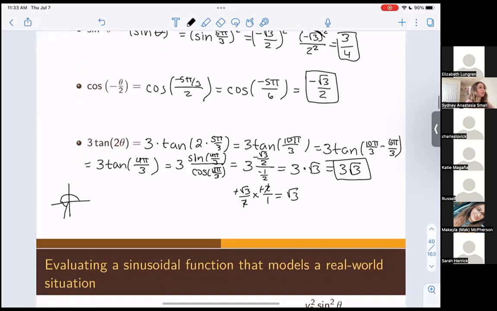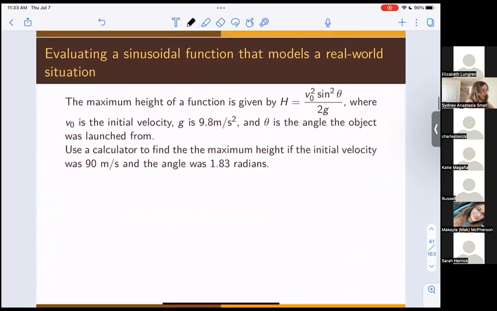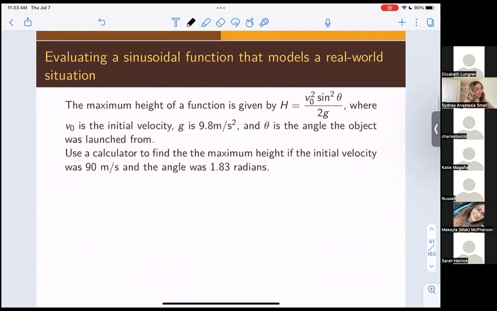Okay, if there's no questions, let's do a very quick example. This one looks scary at first. I promise it's not as bad as it looks. The maximum height of a function is given by h equals v naught squared sine squared theta over 2g. This looks complicated. You don't need to understand where it comes from. It's a physics thing. Just know that you're given this.